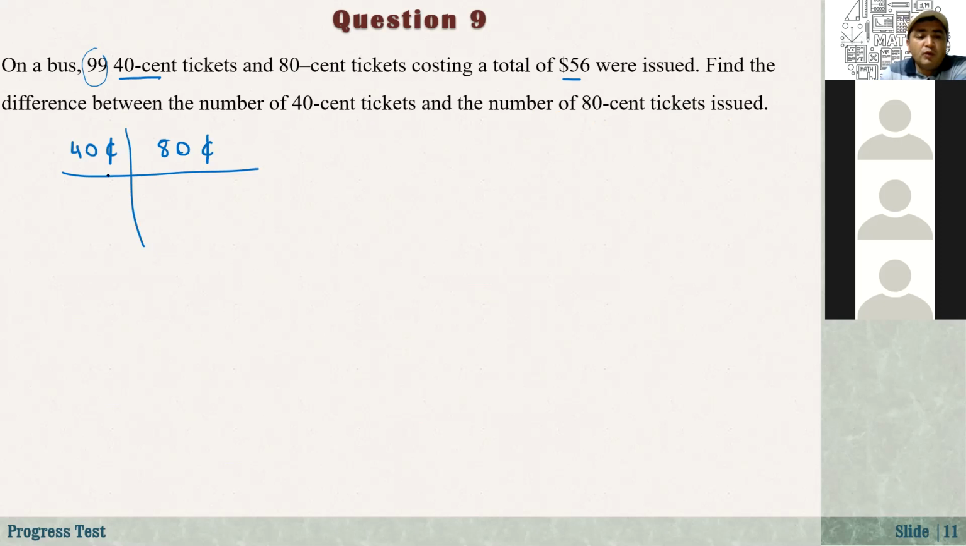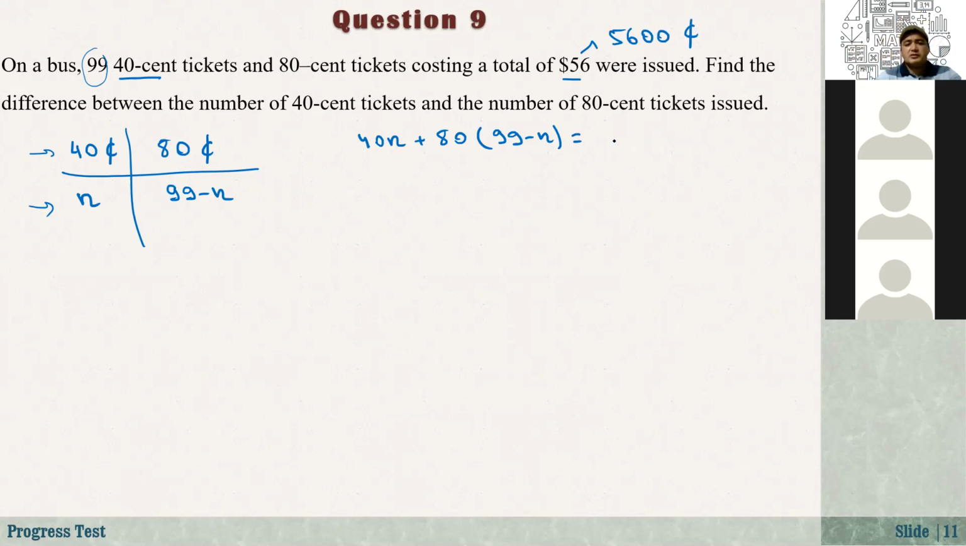Suppose that we had n 40-cent tickets. At that time, how many 80-cent tickets will we have? We have 99 minus n, because altogether it should be equal to 99, right? The total is $56. We sold all of these tickets for $56. This one is the individual price and this one is the quantity, and quantity times individual price gives us the total cost. So 40 times n plus 80 times (99 minus n) is equal to $56, which is 5600 cents.